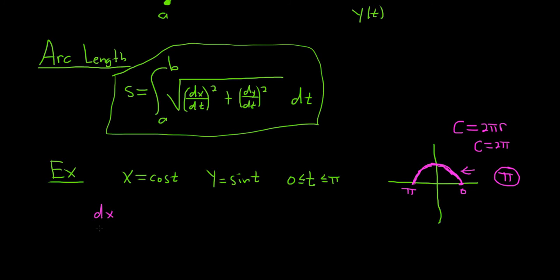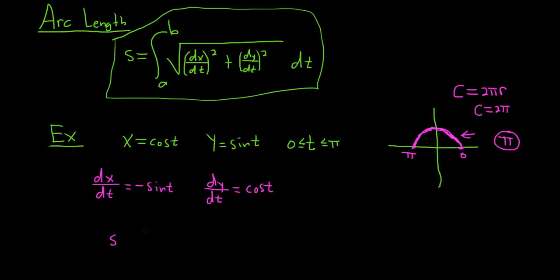So let's find dx dt, which is, well, the derivative of cosine is negative sine. And then dy dt, that's the derivative of sine, so that's cosine. All right, now let's plug it into the formula. So little s is equal to the definite integral from 0 to pi, because that's what we're going from, 0 to pi. It's usually given in the problem, the interval. And then we have the square root of, so dx dt squared would be negative sine t quantity squared plus cosine t quantity squared, and then we have our dt.